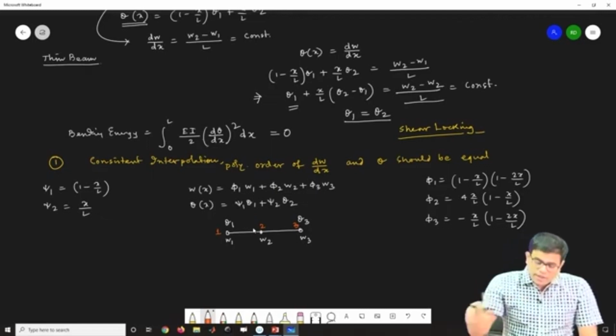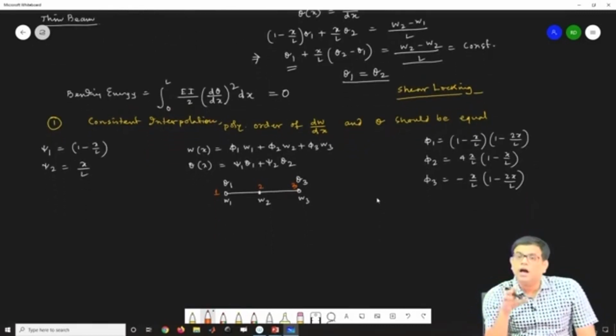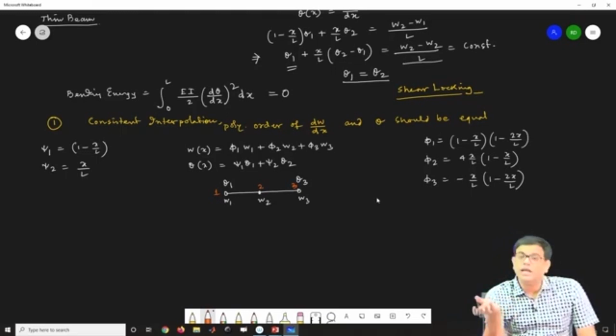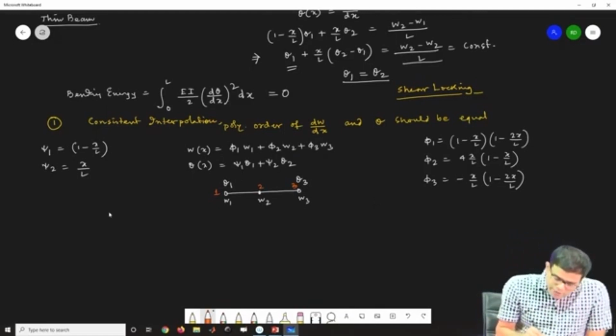Now if I do this, then naturally my dw/dx will be the same order of polynomial as theta, because dw/dx will be a linear polynomial, and theta is also a linear polynomial. So there is no inconsistency, and the bending strain energy will be non-zero, because d theta/dx of a linear polynomial will give me a constant value of energy. So this will be non-zero, and we can avoid shear locking here.